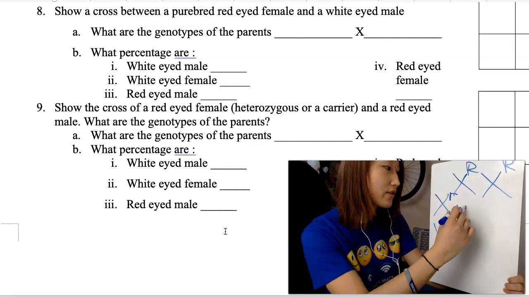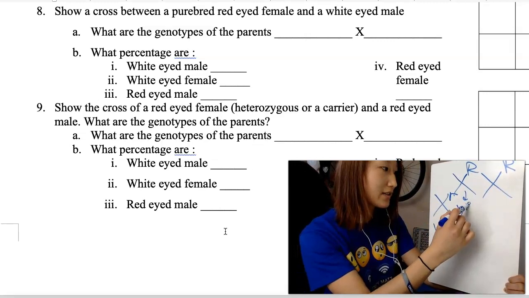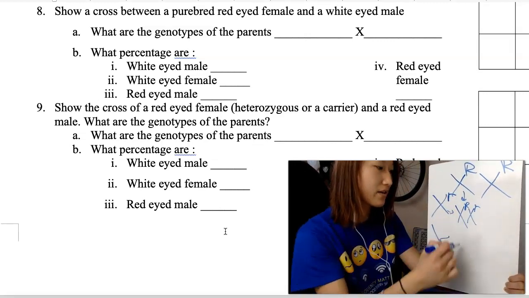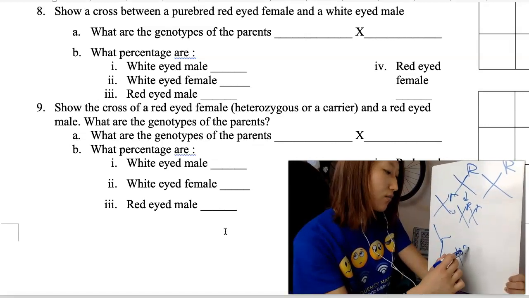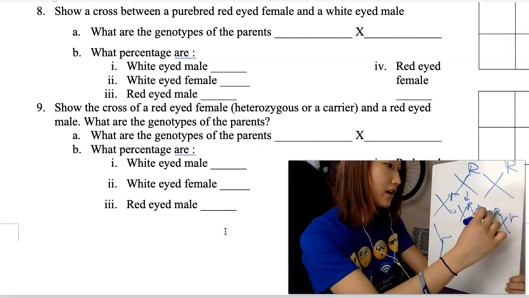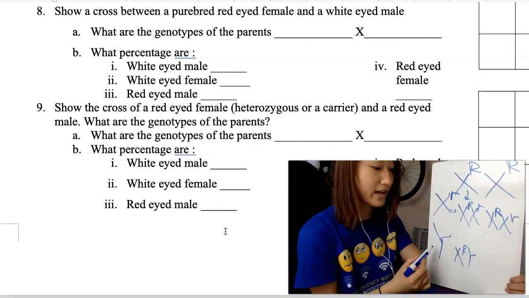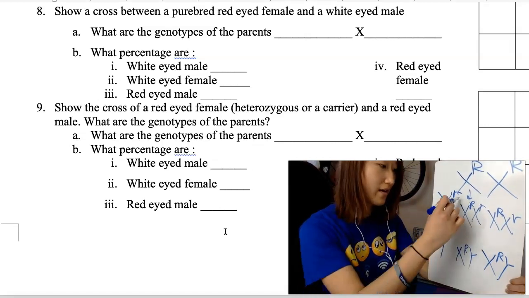Now you fill it out. We put the letters together. We put this letter here, X big R, X little r. Same thing over here. You drag the letter down, drag the letter across, X big R, Y. Same thing, X big R, X little r, and then you fill in the last box. You drag this letter down, drag this letter across. We have X big R and Y, okay?